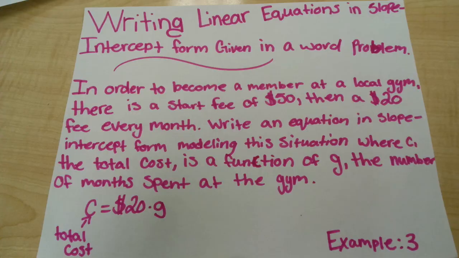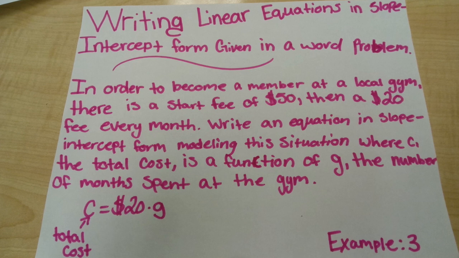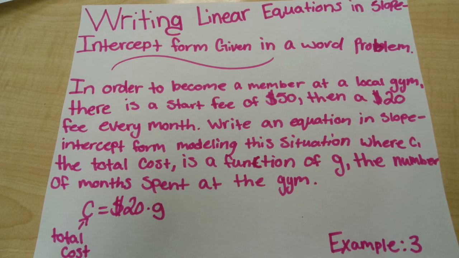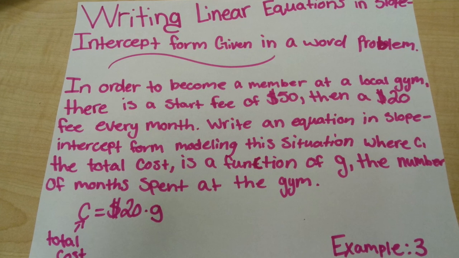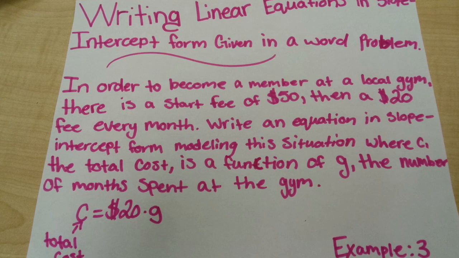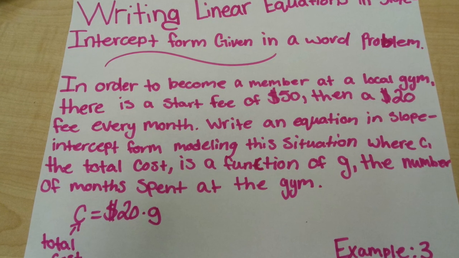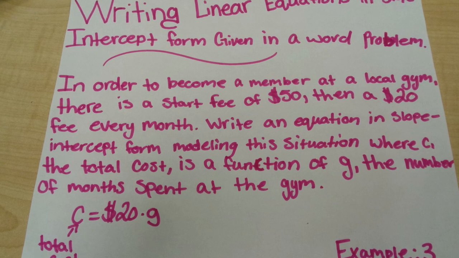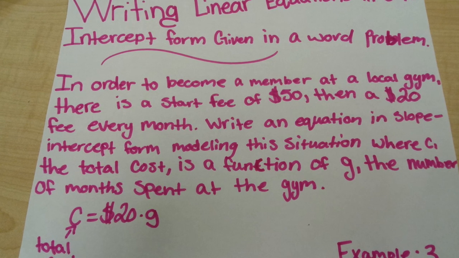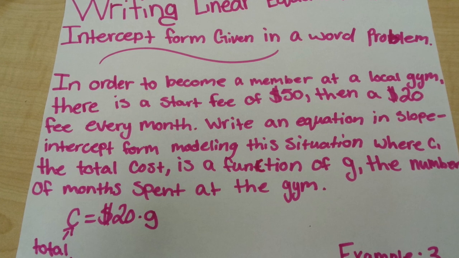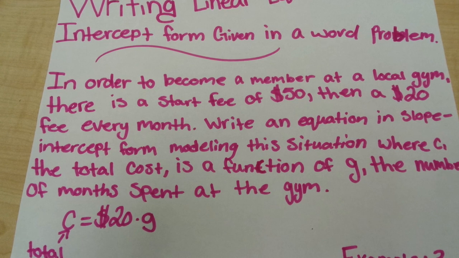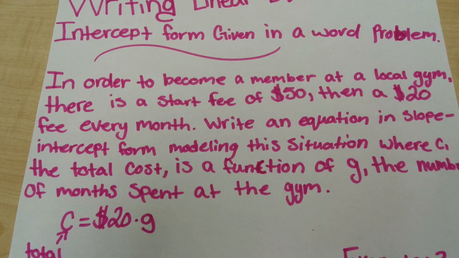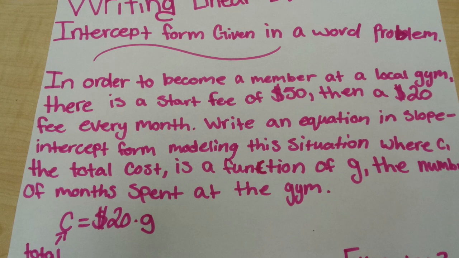In example 3, first you have to find the slope and y-intercept. In a word problem, there is a $20 fee every month in the gym. So $20 would be M and months would be G. Total cost in the equation is C, because C is the total and G represents the number of months spent at the gym. So 20G is the y-intercept, 50 is like what you start with and can be called a flat fee. The equation for this word problem would be C equals $20G plus $50.